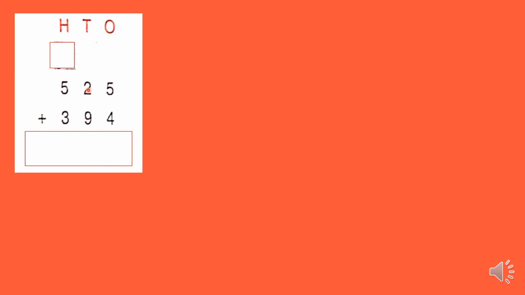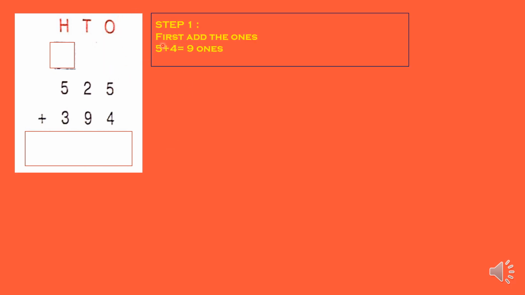Okay, children? Now, when we are doing this, what is the first step? First add the ones. Always when we are doing it, we have to add the ones column digits first. Yes or no? Which number is bigger? 5. So keep 5 in your mind, 4 is in your hand. Open 4 fingers, children. 5, 6, 7, 8, 9. So 5 plus 4 is equal to 9 ones. So I'm writing 9 here.